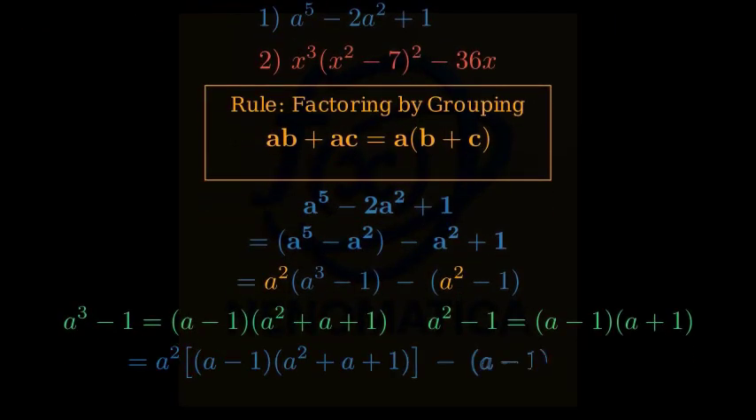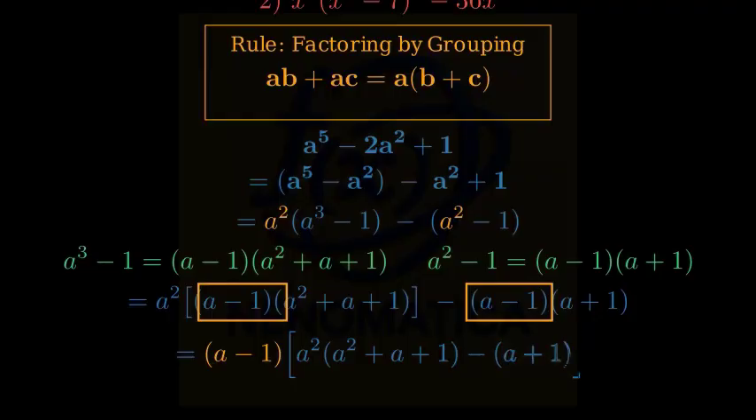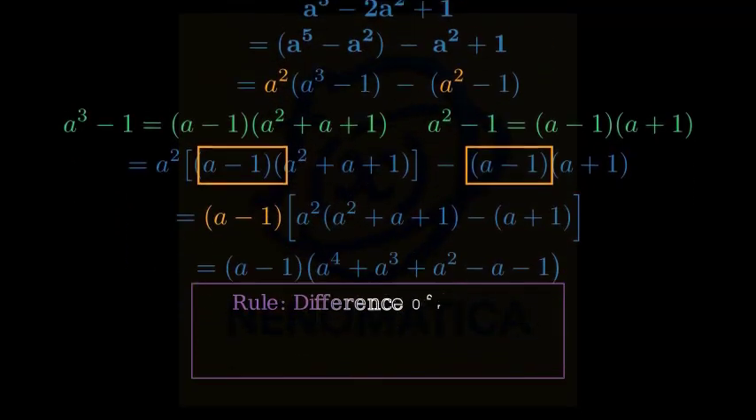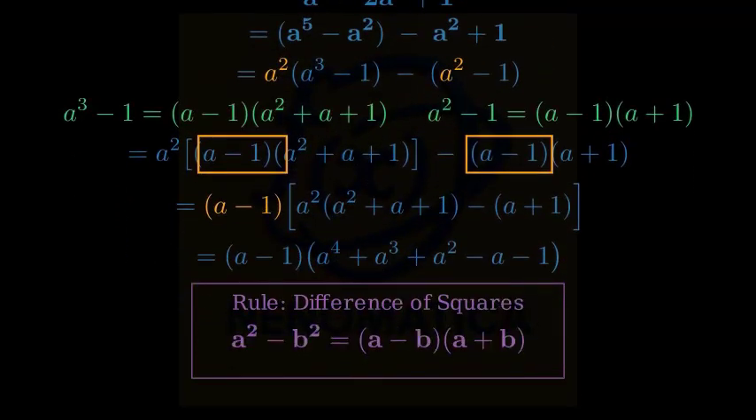Now, notice that a cubed minus 1 and a squared minus 1 both contain the common linear factor a minus 1. We factor a minus 1 out, and then simplify the remaining factor to a to the fourth plus a cubed plus a squared minus a minus 1. Another useful identity we will use is the difference of squares. A squared minus b squared equals the product of a minus b and a plus b.